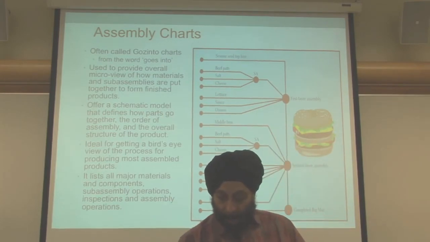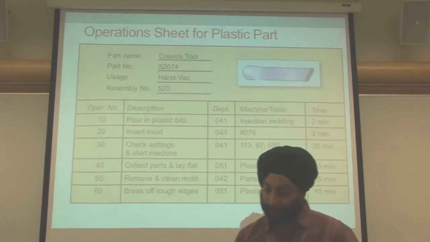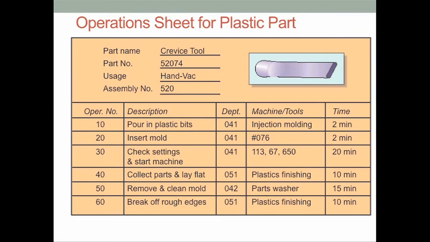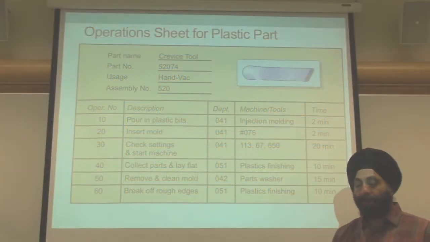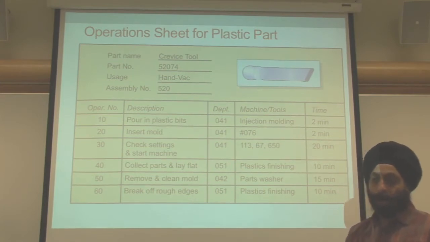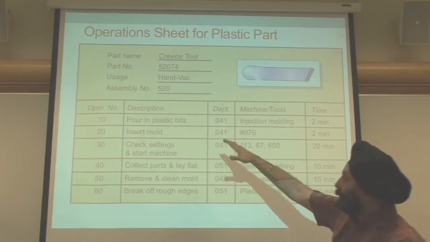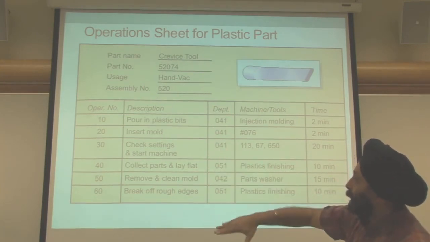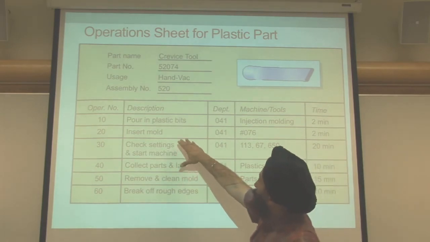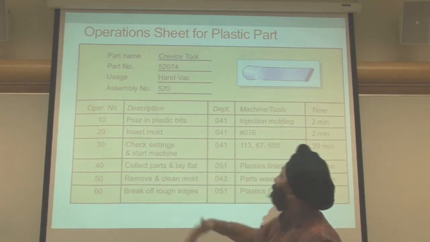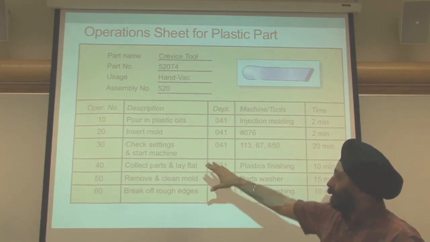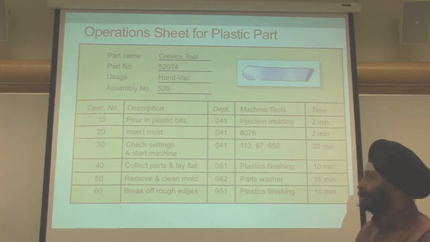Now let's go ahead and look at the operation sheet. So this is an example of a crevice tool, which is used for hand vacuums, just to take out dirt from corners in a household. So you can see exactly what the operation sheet is and how this is created. It's pour in plastic bits, insert the mold, so you can take the raw material and put it in a mold, check the settings, start machine, collect parts, lay flat, and so on.